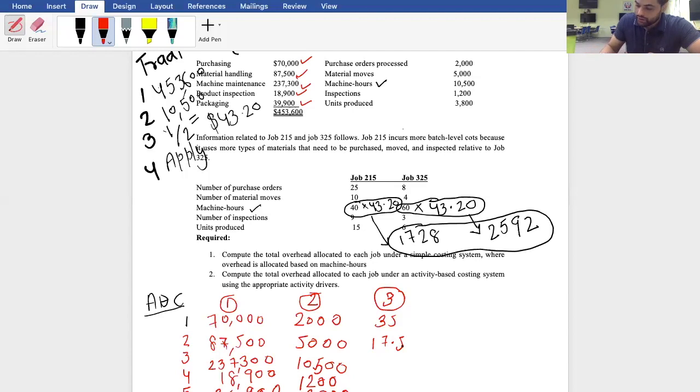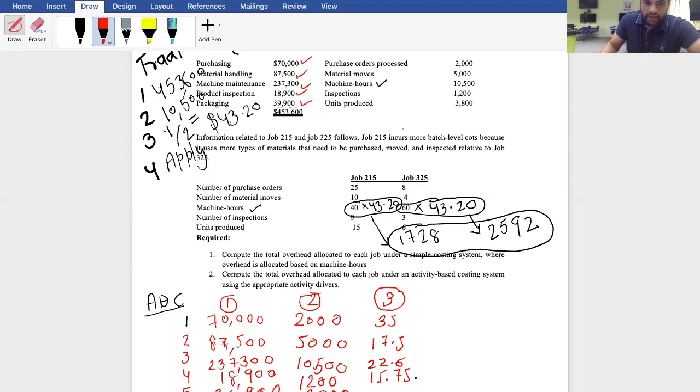Next one is 237,300 divided by 10,500, which is 22.6. Next one is 18,900 divided by 1,200, which is 15.75.